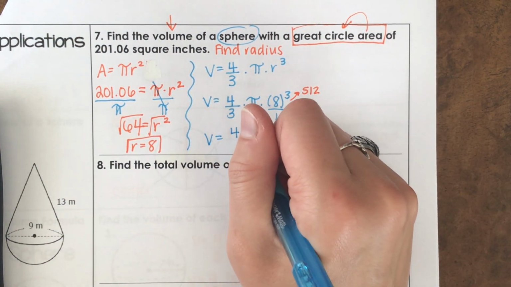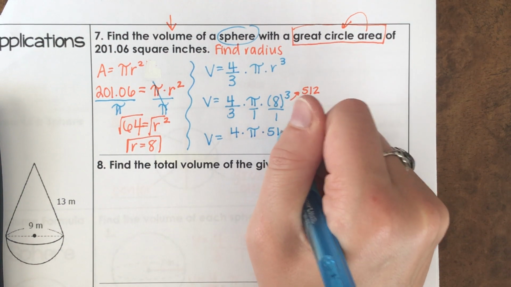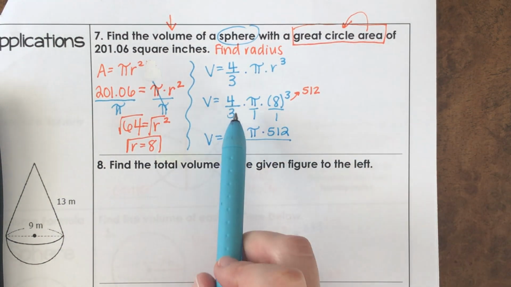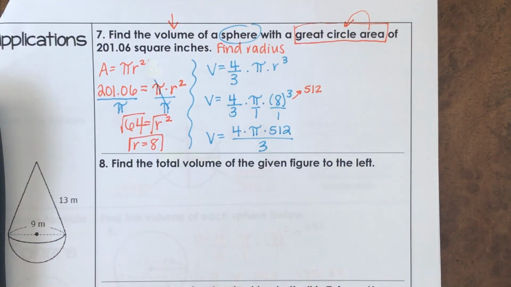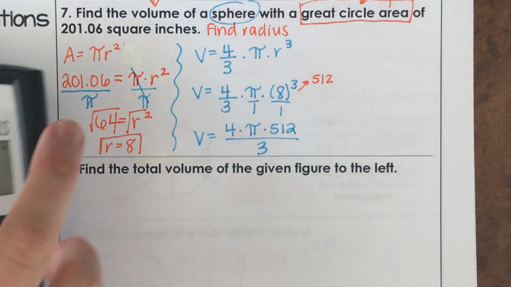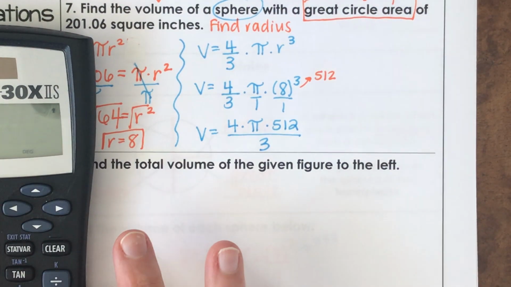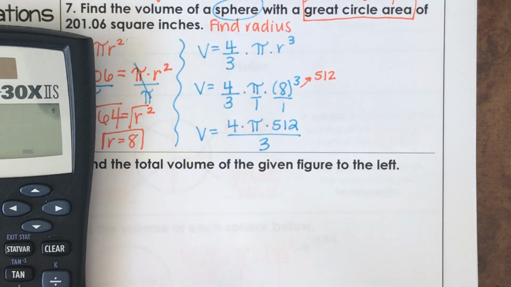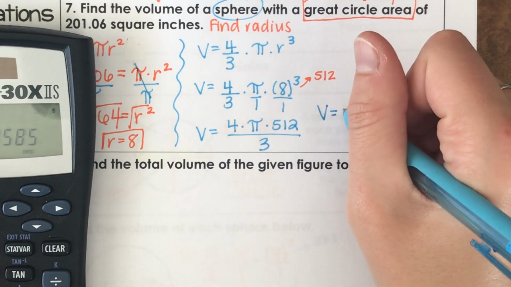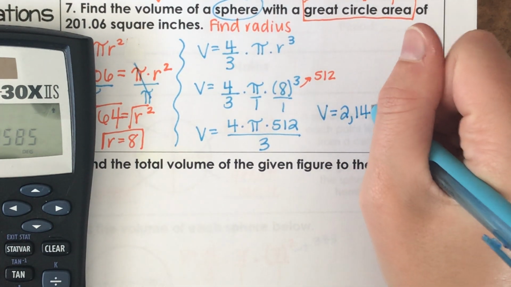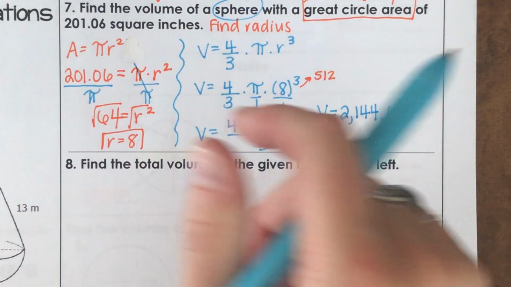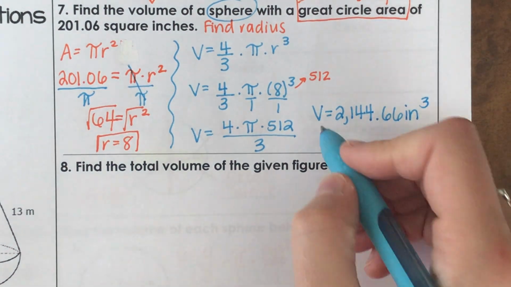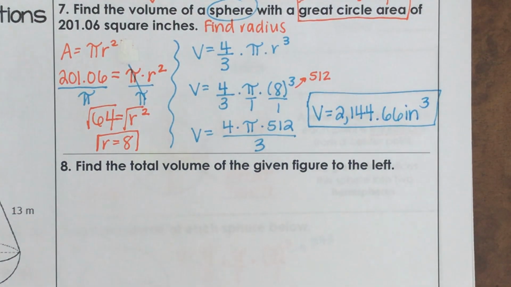So now I'm going to multiply everything on top and everything on the bottom. I've got 4 times pi times 512 over 3 times 1 is 3. Now it's just a job for my calculator. 4 times pi times 512 divided by 3. I get that the volume is 2,144.66. And I'm talking about inches because it's volume. It's cubed. And there's my final answer.